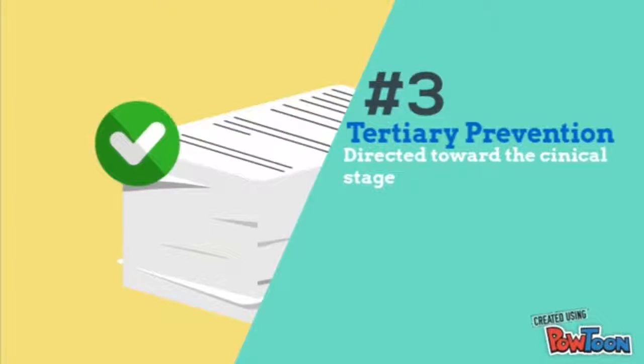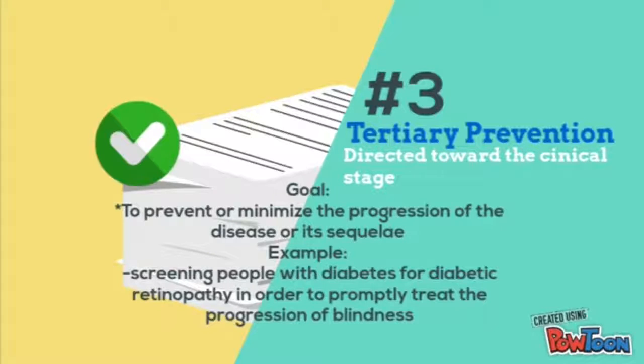Tertiary prevention is directed toward the clinical stage. The goal is to prevent or minimize the progression of the disease or its sequelae. Screening people with diabetes for diabetic retinopathy in order to promptly treat and prevent the progression to blindness is an example.